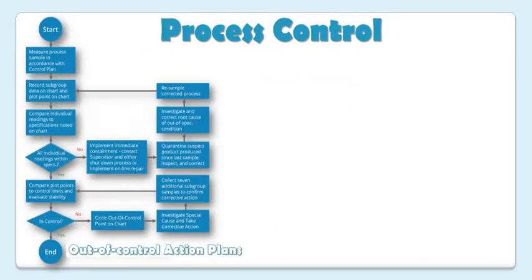Next is we have the process control. Here, we have two types. First is the out of control action plan. As you can see in our flow, there are some alternative plans or alternative things to be done accordingly so that the process will not be useless.